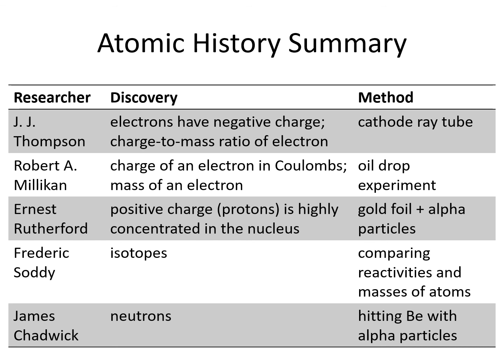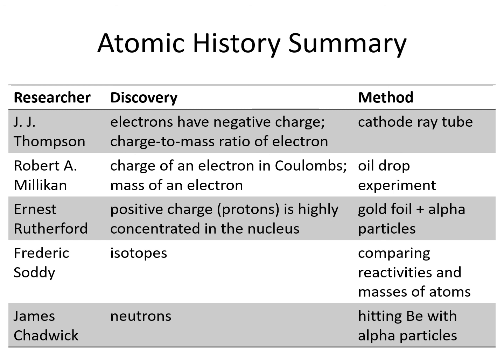Here is a summary of the discovery of the subatomic particles. J.J. Thomson discovered that electrons are negatively charged, and he calculated their charge-to-mass ratio using a cathode ray tube. R.A. Millikan discovered the electron's charge in coulombs and its mass using his oil drop experiment. Ernest Rutherford discovered the proton and found that it is located in the center of the atom, called the nucleus, using his gold foil experiment.